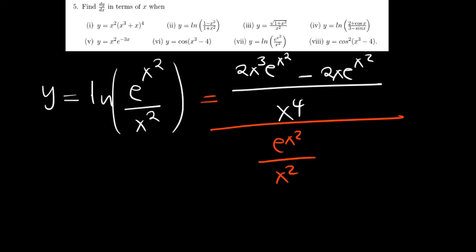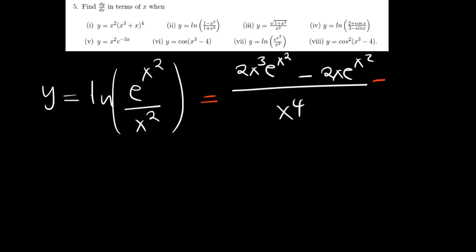Now I've already shown you that dividing by something is as good as multiplying by the reciprocal, right? So if we're dividing by e to the power x squared over x squared, it's as good as multiplying by the reciprocal, meaning that you swap them. So it's the same as multiplying by x squared over e to the power x squared. Okay, so let's move to the next step.